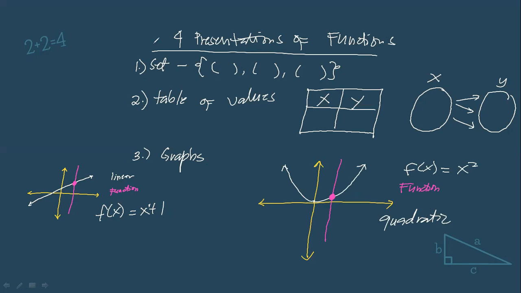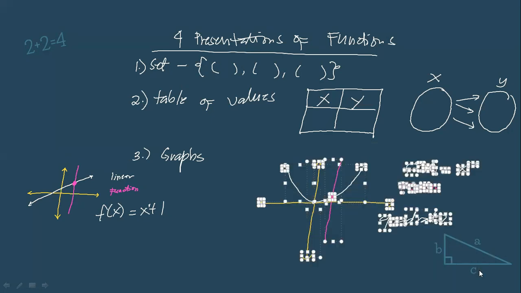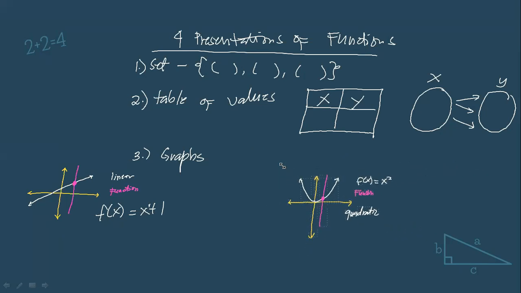So what if the highest exponent in our graph is 3? What kind of function is that? That is a cubic function.